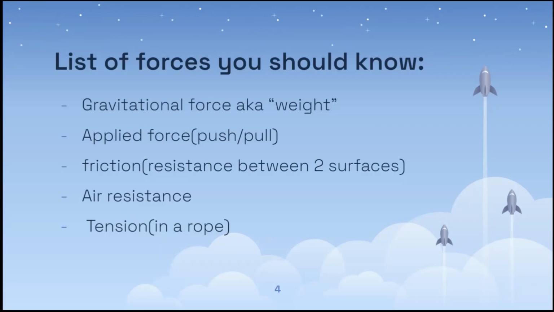Friction, which is resistance between two surfaces that make contact with each other. Air resistance, which is friction between air molecules and a moving object. And tension, which is the force in a rope when two opposing forces act upon it.